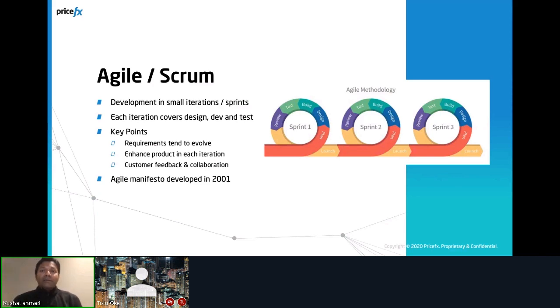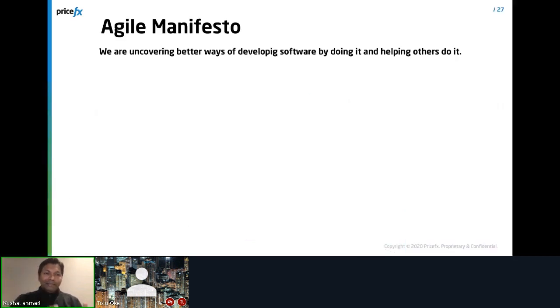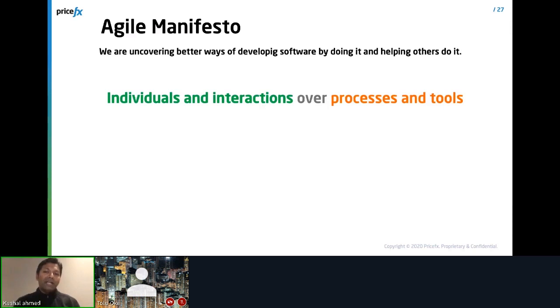Agile was originally developed in 2001, when 17 developers met at a resort in Snowbird, somewhere in Utah, and developed the Agile Manifesto. At their meeting, they tried to uncover better ways of delivering and developing software. They essentially developed 4 key values for Agile.